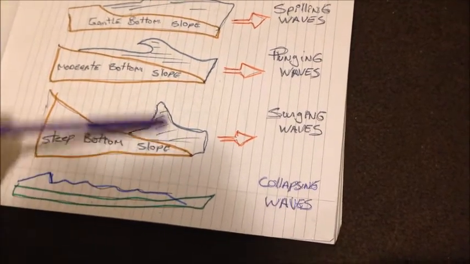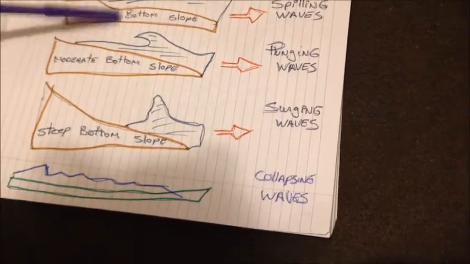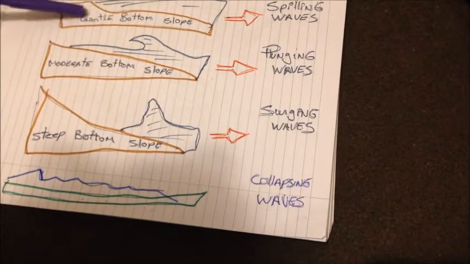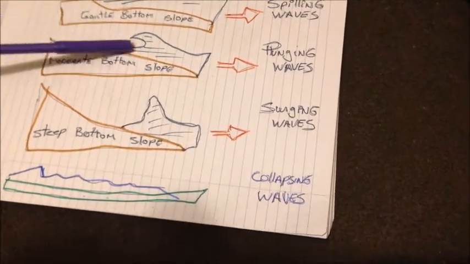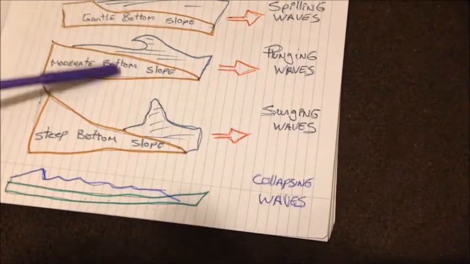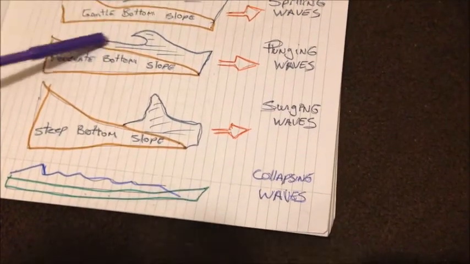So basically everything depends on the sea, how it looks. So that's going to make the change in the type of the wave.